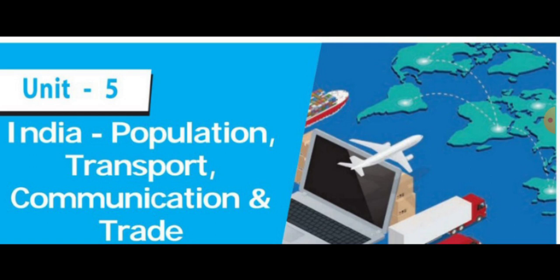Okay. Then students, listen very carefully. In the previous class, we learned about communication. What is meant by communication? Communication is a process that involves exchange of information, thoughts and ideas. Then this communication is classified into two types. What are the two types of communication? Personal communication and mass communication.